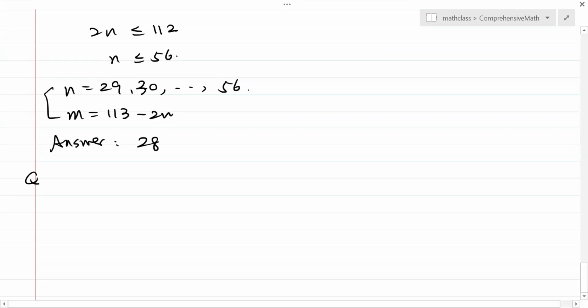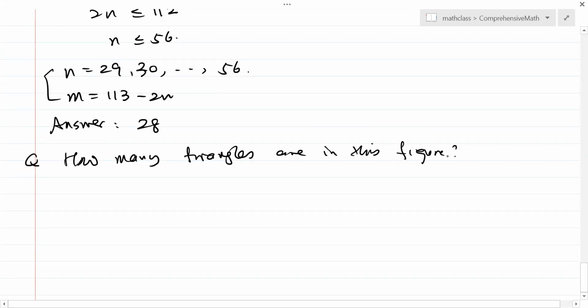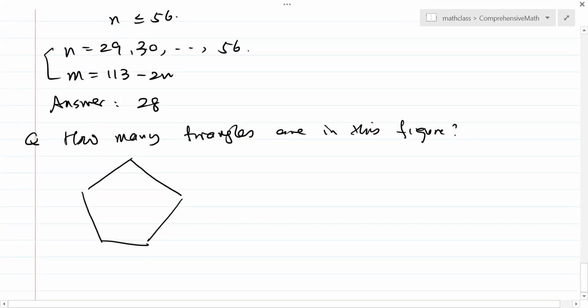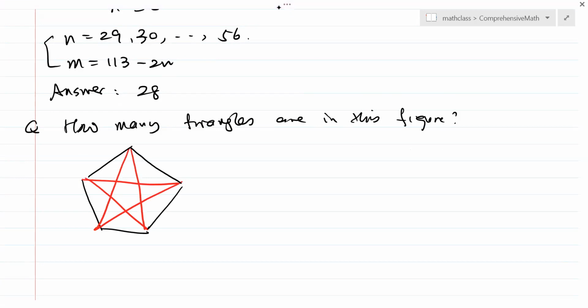Right. My next question is, how many triangles are there this time? It's only counting. How many triangles are in this figure? Okay, it's a hexagon. No, it's a pentagon. Yeah, 1, 2, 3, 4, 5. It's a pentagon. So I'm going to draw the diagonals. This is a pentagon. Okay. So how many triangles are there and how do you count them?